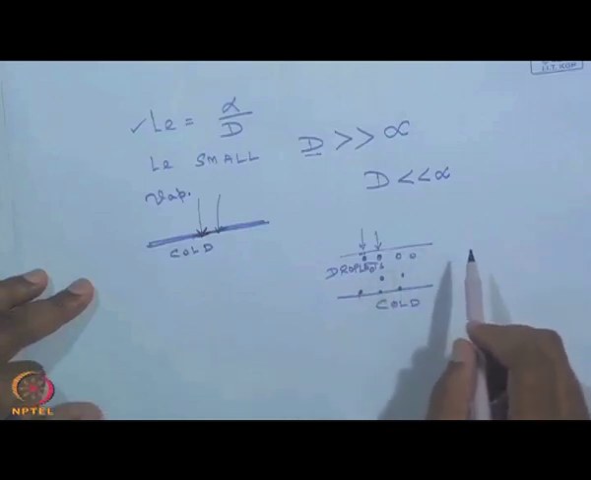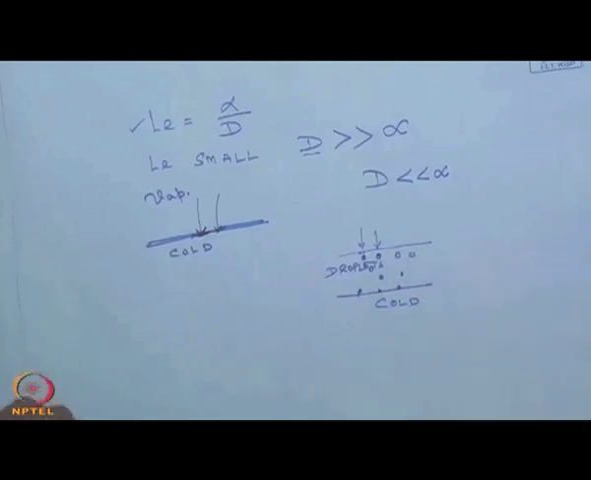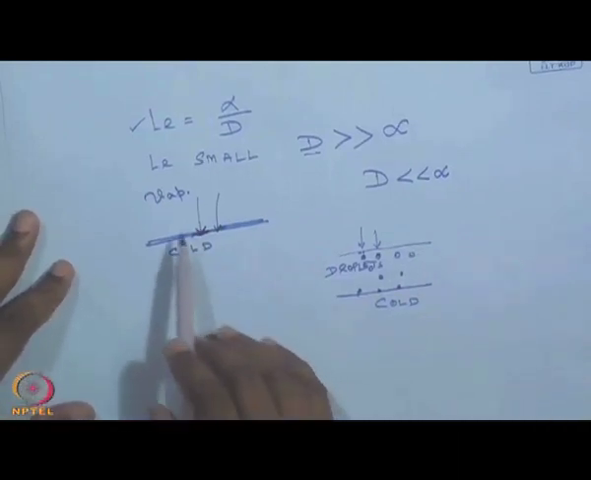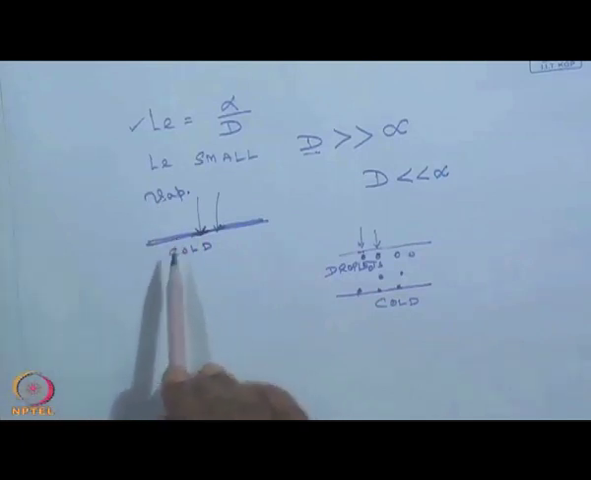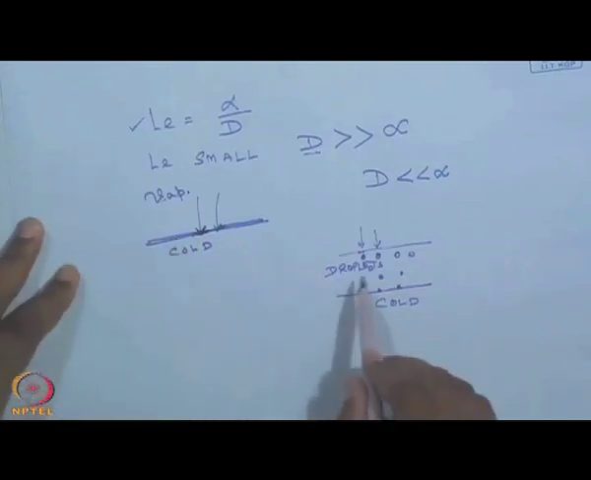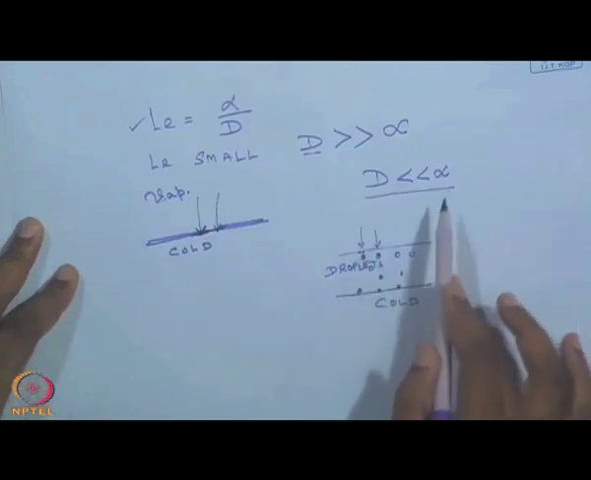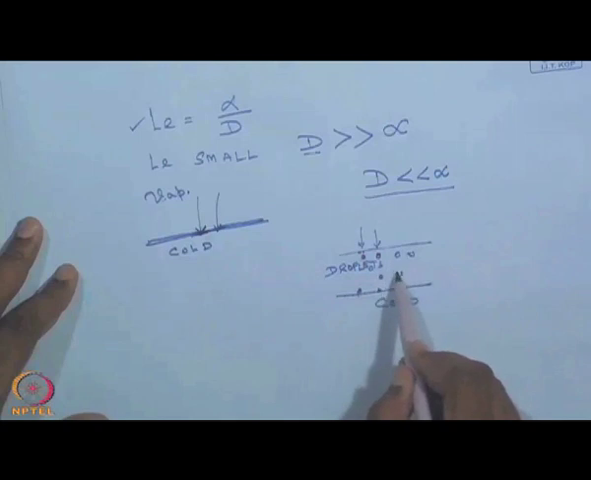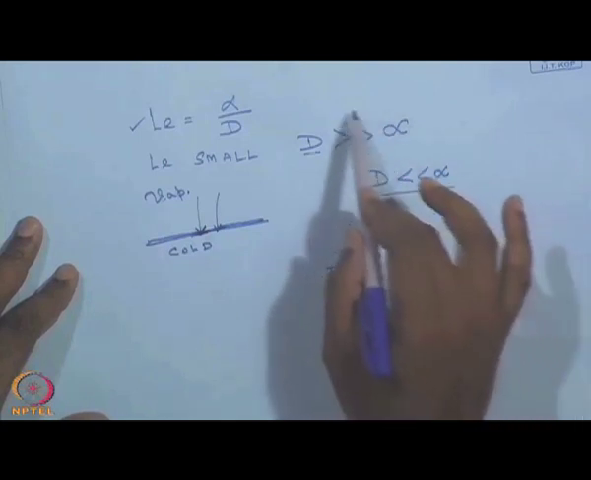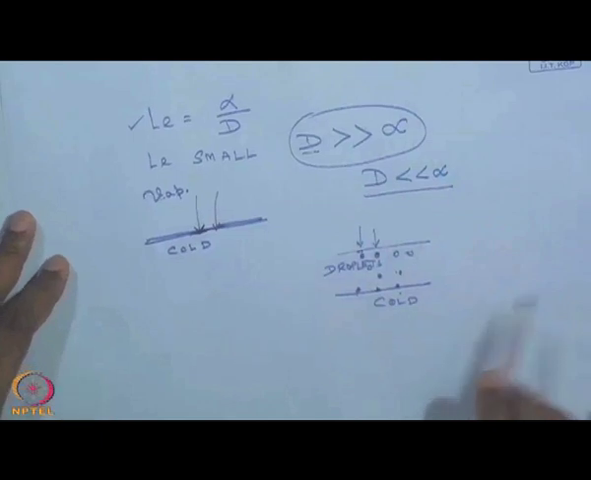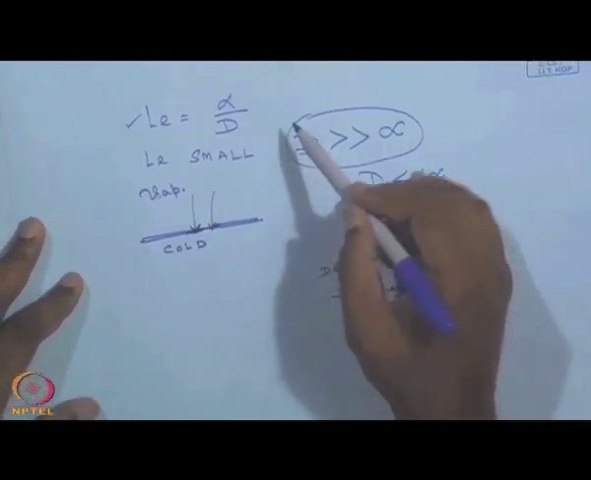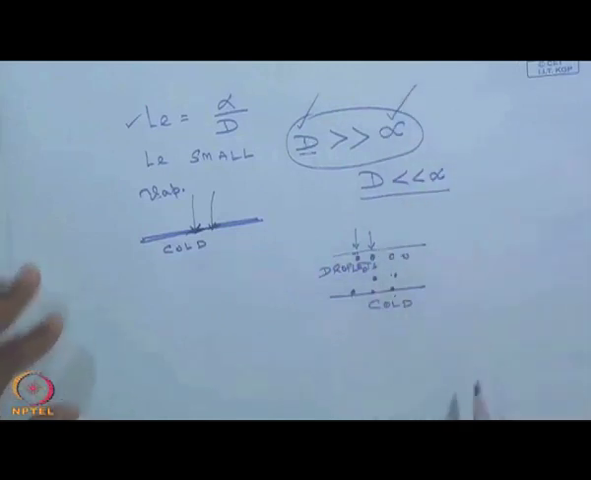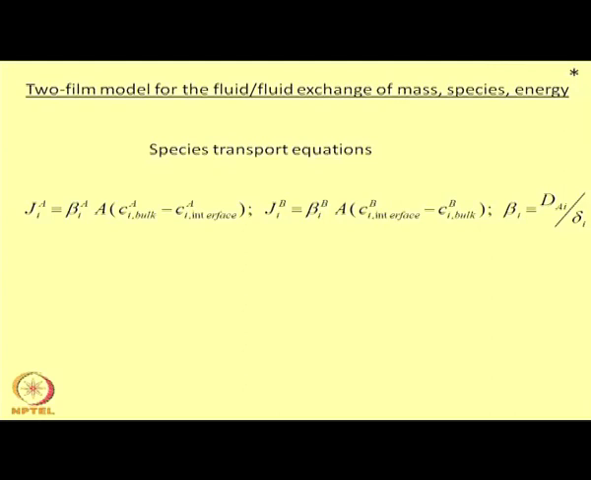So, simply by looking at the values of Lewis number, by tuning the value of Lewis number, one can make the vapor come and condense on the cold surface, or if the value of Lewis number is large, then the droplets are going to form. So, all are connected with the relative values of the two diffusion coefficients, the species diffusion coefficient and the thermal diffusion parameter.